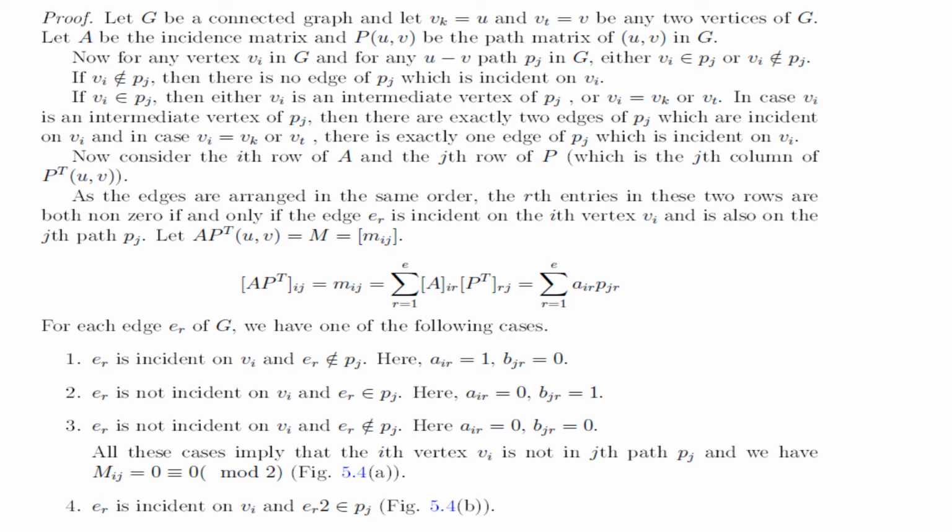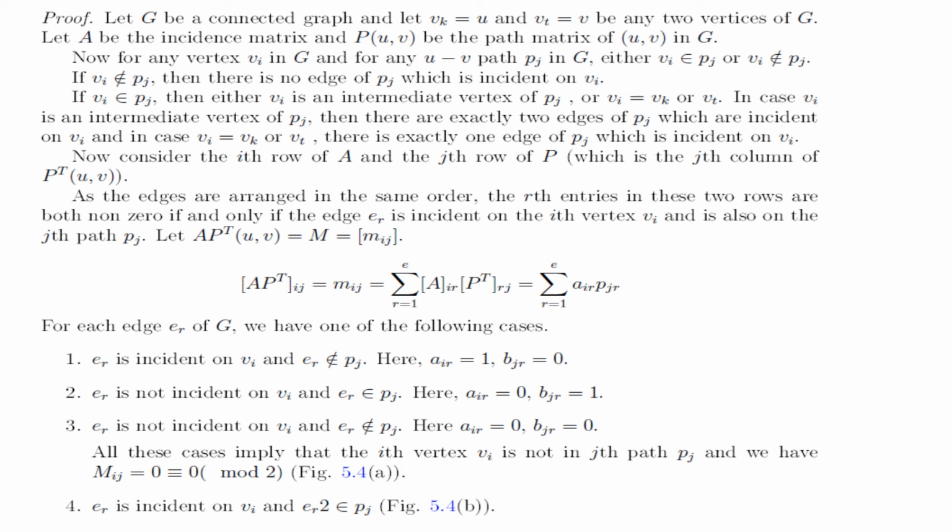Therefore, (A into P transpose)ij is equal to Mij, which is equal to sigma r equals 1 to E of Air P transpose rj, which is equal to sigma r equals 1 to E of Air Pjr. For each edge Er of G, we have one of the following cases. First one, if Er is incident on Vi and Er doesn't belong to Pj, here Air is equal to 1 and Pjr is equal to 0.